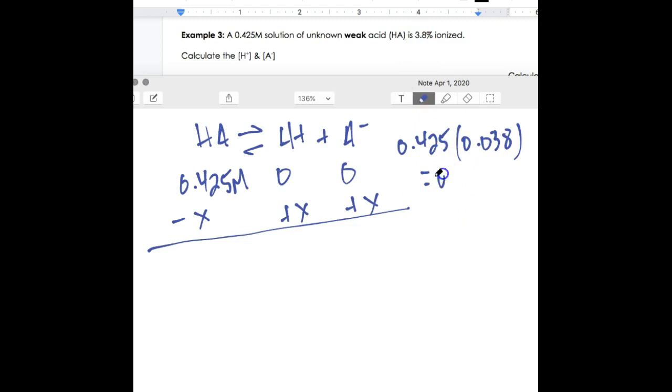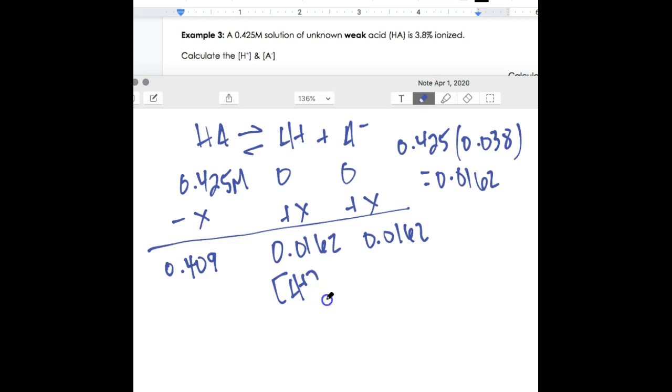So I get 0.0162. And so that means that this x is going to equal 0.0162. And if x is found here, then it's going to be the same as well. And then if you subtract this from the initial amount, then you'll get the amount that remained in its molecular form right here. So calculate H plus and A minus. It's that right there. So if you guys want, you could save yourself a little bit of time and just do this. H plus is equal to A minus, which is equal to 0.0162.